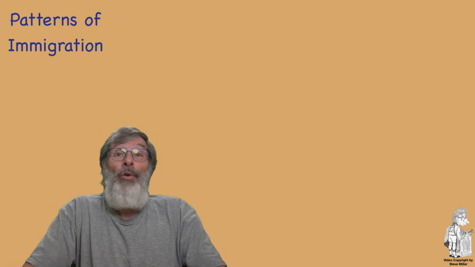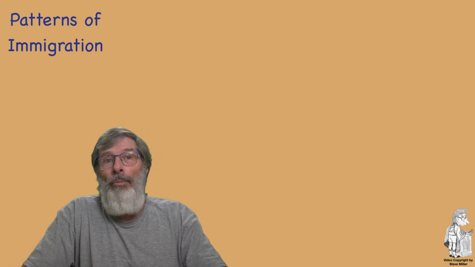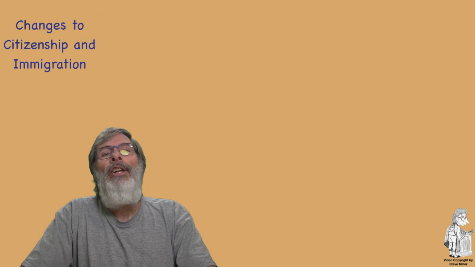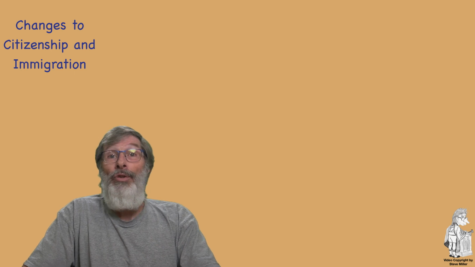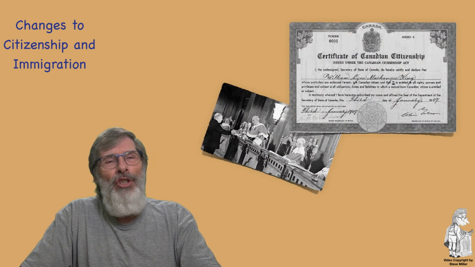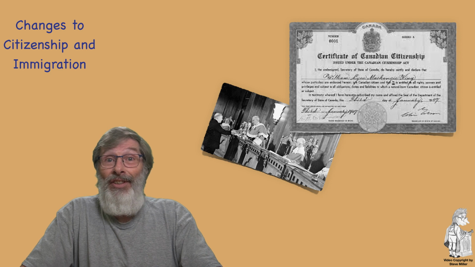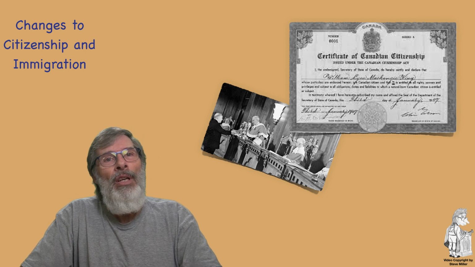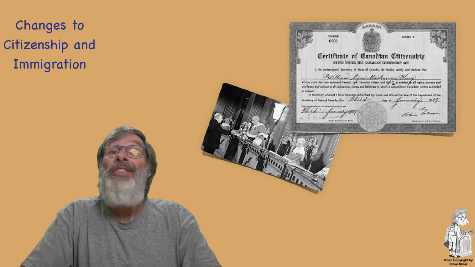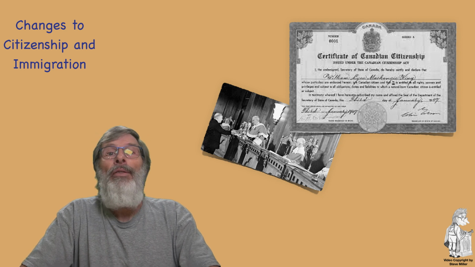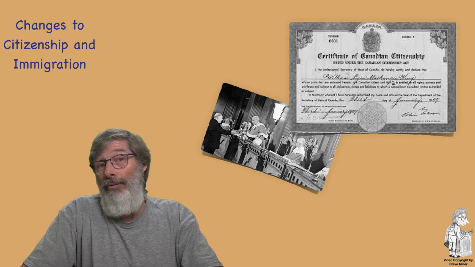We next just summarized the changes to citizenship and immigration since World War II, and we'll begin in 1947 when the Canadian Citizenship Act was created, and it made changes to our status as British subjects. This act allowed married women to be citizens on their own rather than being tied to their husbands.